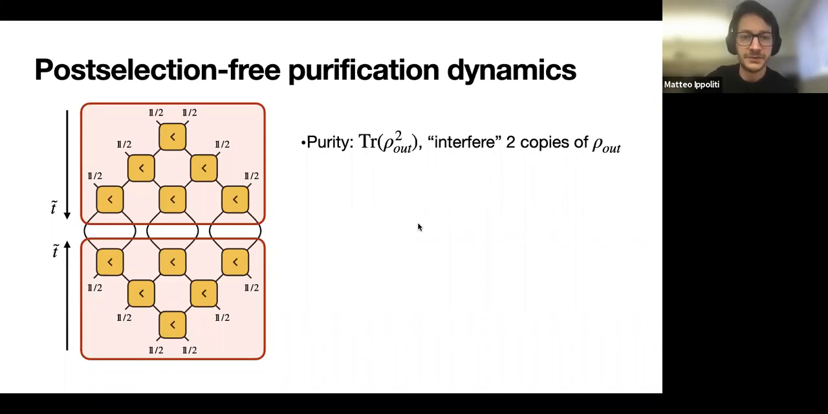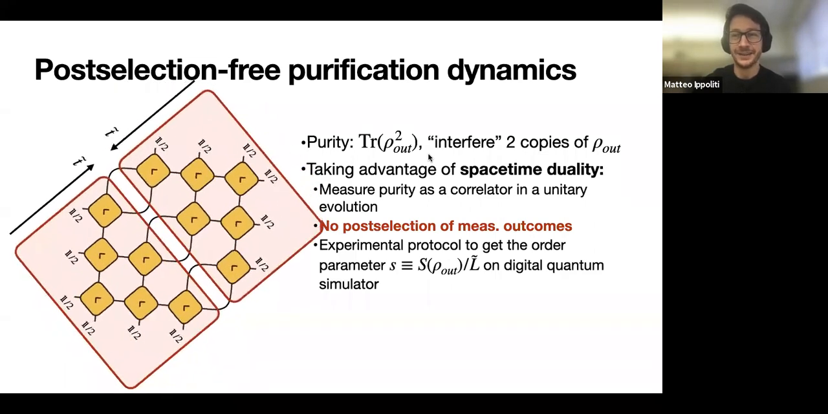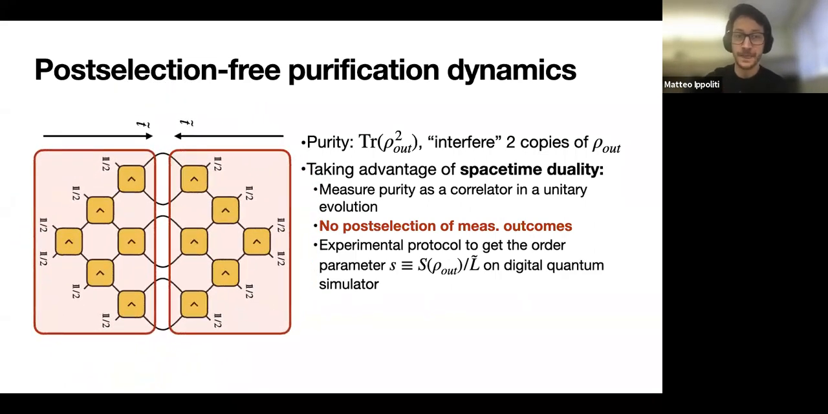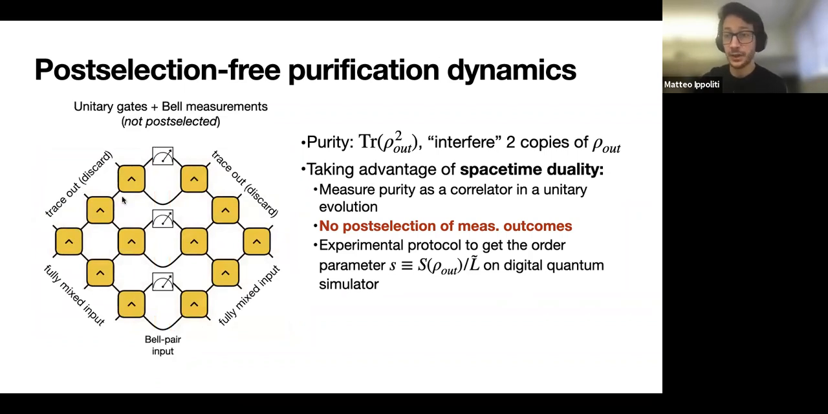What we plan to do is take advantage of space-time duality in order to measure this diagram as a whole, which is this entropic function, as a correlator in a unitary evolution and without post-selection on any measurement outcomes. And we outline a protocol for how to do this on present day digital quantum simulators. The idea that I'm just going to flash with animations is that by rotating space and time, you can turn this diagram of interest into something else that looks almost entirely unitary.